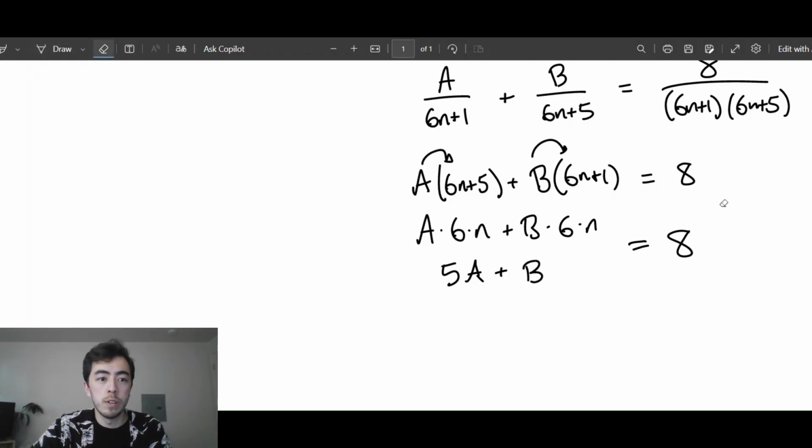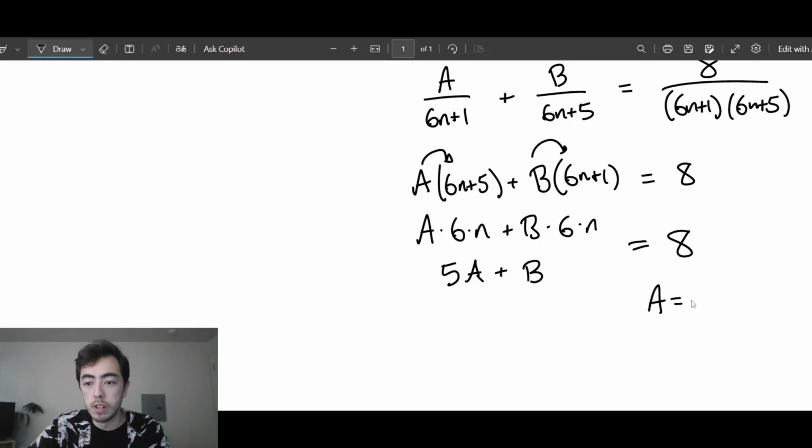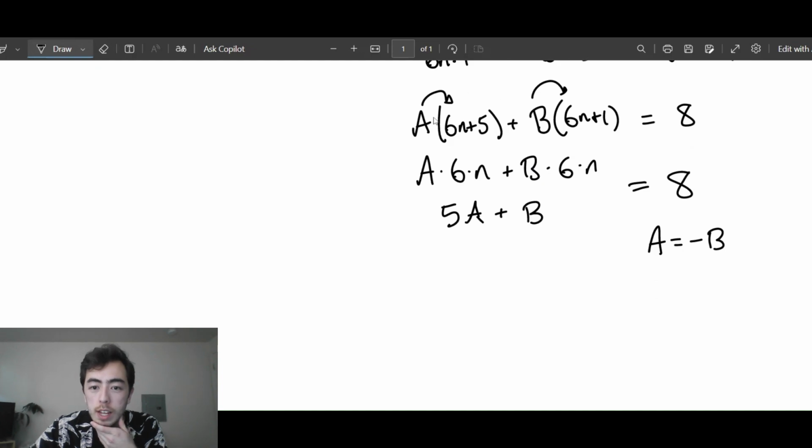And so I know that these two terms that have the n need to cancel out. This shows me that a is equal to negative b, right? Because maybe this is a 2. If that's a 2, this has to be a negative 2. If this is a negative 3, that has to be a positive 3 for the n's to cancel out. And once these cancel out, then I'm left with 5a plus b equals 8.